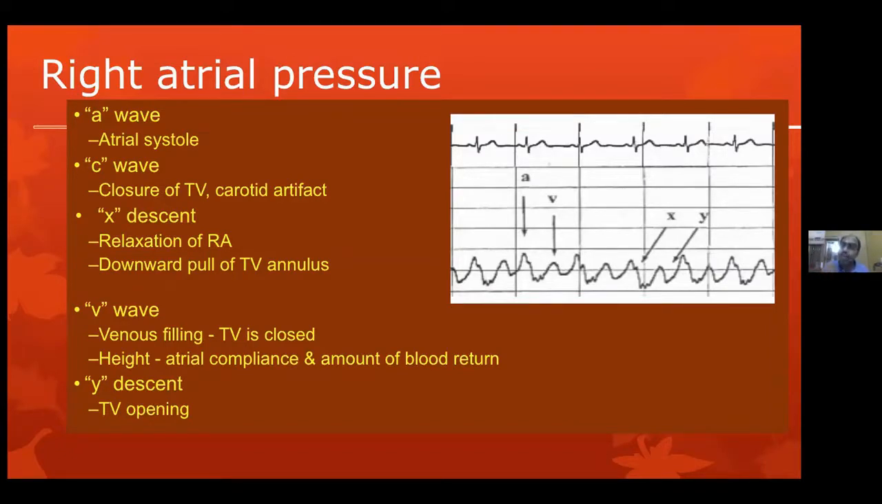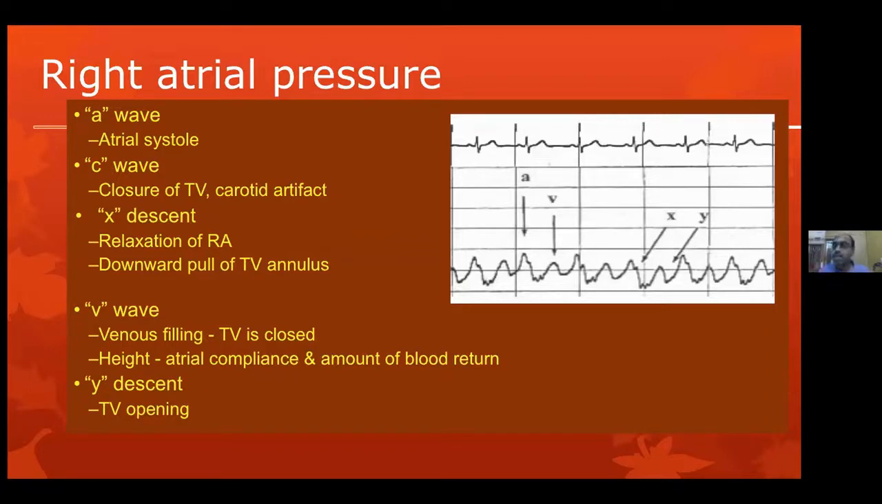So in the normal right atrium, X descent is the prominent descent. The ventricular contraction is so powerful that the AV valve annulus is pulled towards the ventricle and the atria is stretched. So the X descent is a very powerful descent. Deepest descent in a right atrial pressure trace is X descent. Tallest wave in right atrial pressure is A wave. V wave is due to continued venous filling. So it is like a slow rise. There is continuous venous filling.